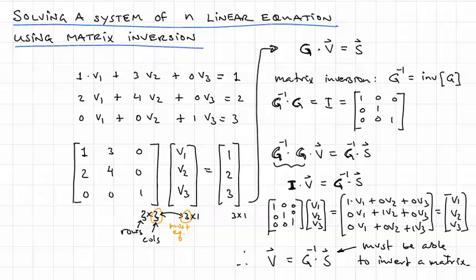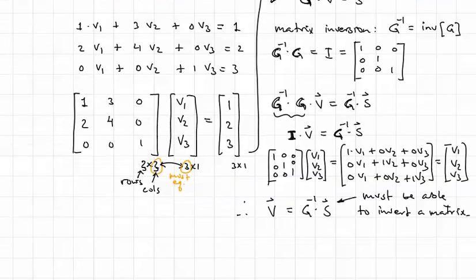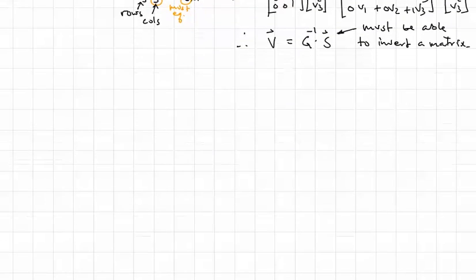In the last tutorial, I began to explain how you would solve a system of n linear equations using matrix inversion. We arrived at the result that we needed to determine the inverse of matrix G, this 3 by 3, in order to find the unknowns v1, v2, v3. If we could find the inverse of G, then the problem was pretty simple. So what we want to pick up with now is to consider how one would calculate the inverse of a matrix. So here is G, the matrix that we want to invert.